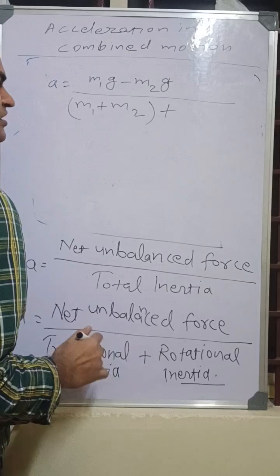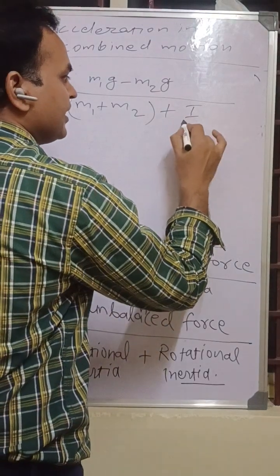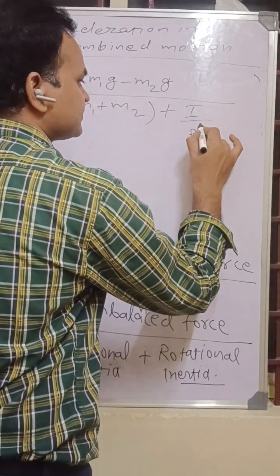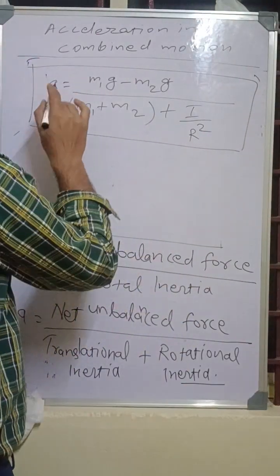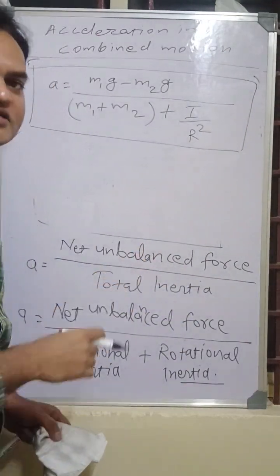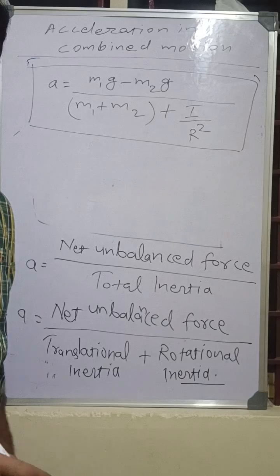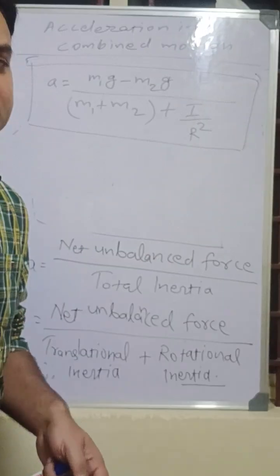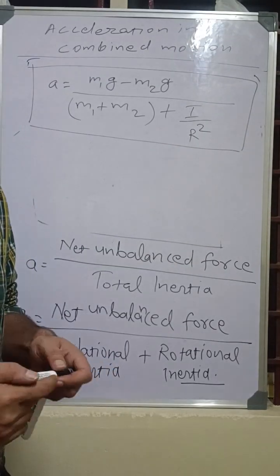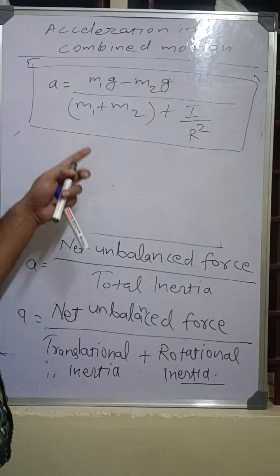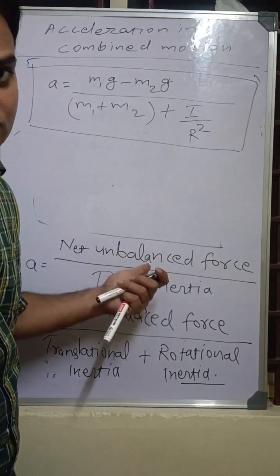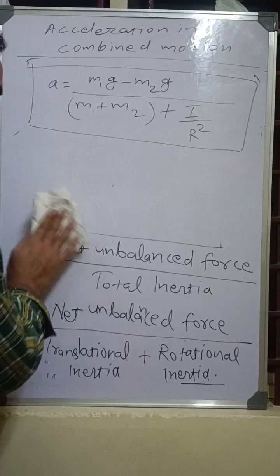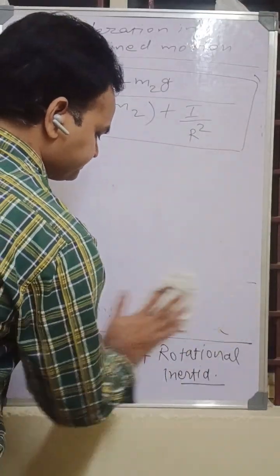and what is rotational inertia? I by r square. This concept can be used in so many situations, especially in questions like body in combined motion. So we can use this concept in so many situations other than these three questions, and I can show that also.